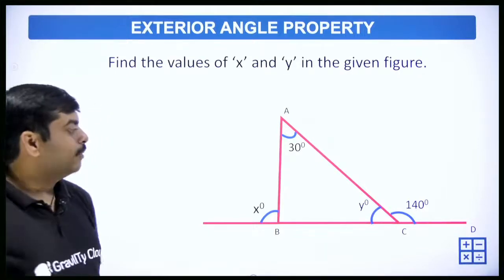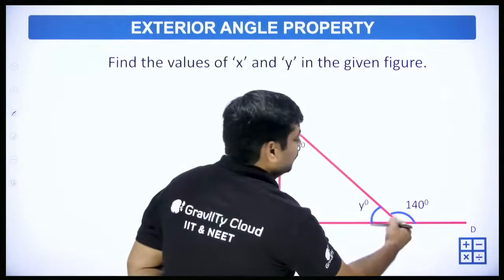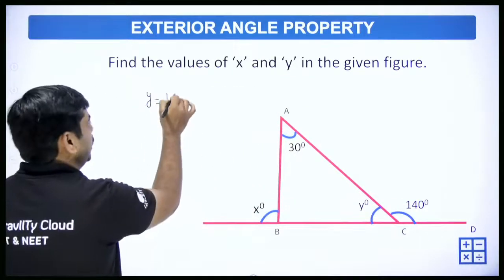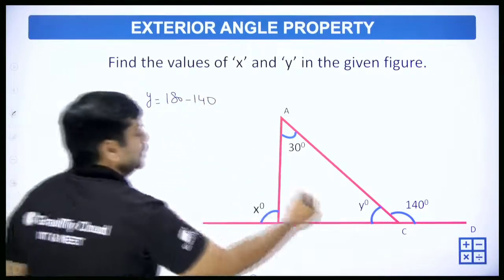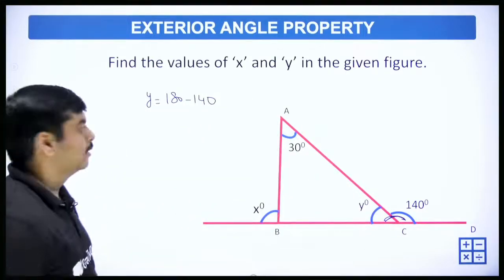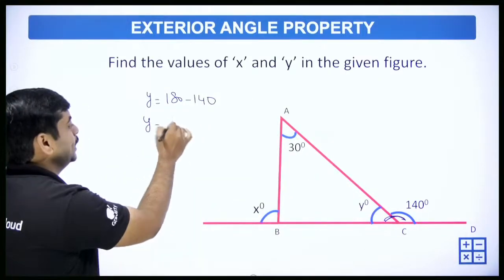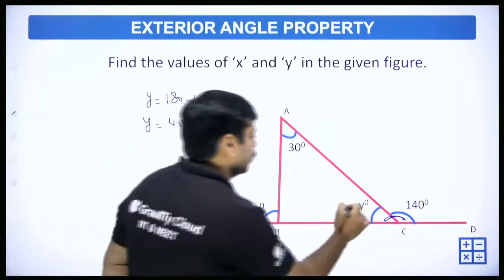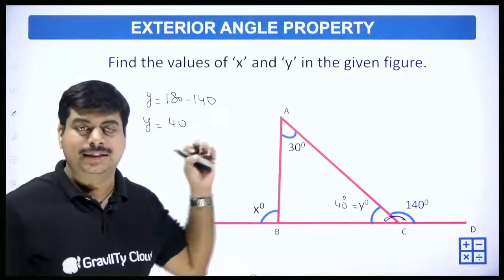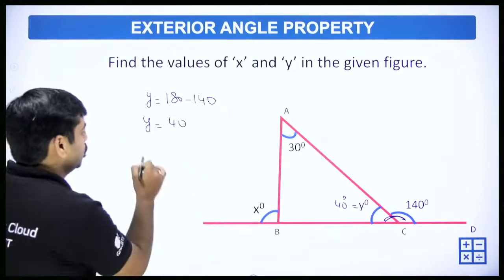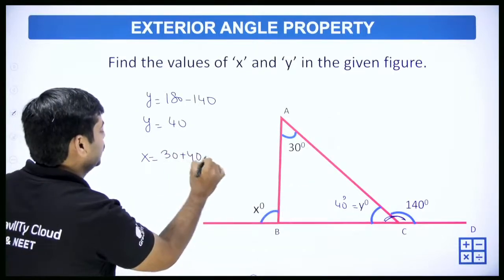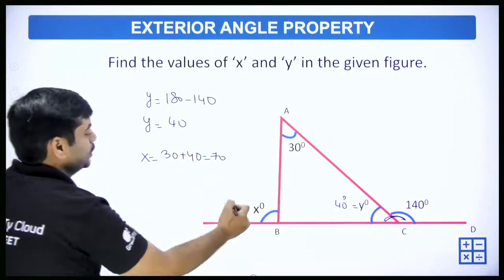Okay. I have some information here because this is a complete straight angle. As this is 140, Y will be equal to 180 minus 140, because this complete thing should be 180. Correct? So Y is equal to 40 degrees. Now, using the exterior angle property which we discussed just now, angle X should be equal to 30 plus 40, which is 70. So angle X is equal to 70 degrees.